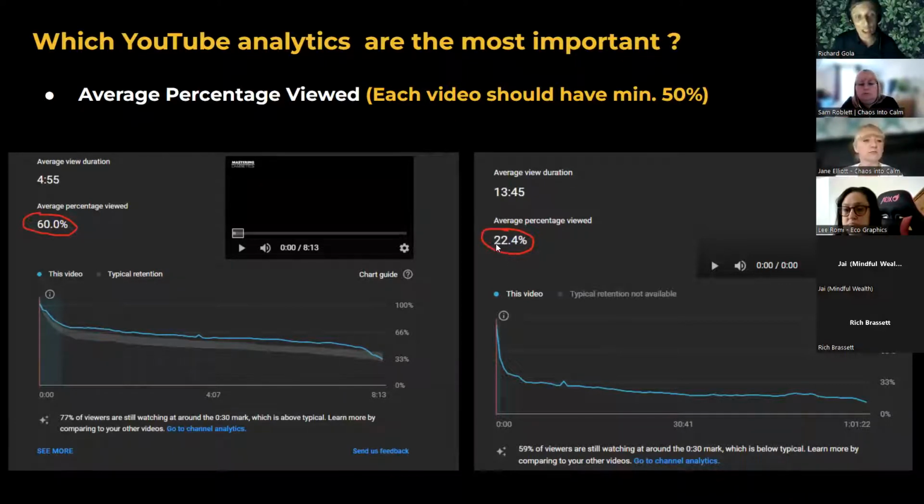Bad content means there's something wrong with the structure of the video. Maybe the hook is not right. Maybe the content is not high quality. The value of the content is not good for the viewer. So if the average percentage viewed is below 50% or below 40%, you have to change the structure and change the video, because the video is not engaging.